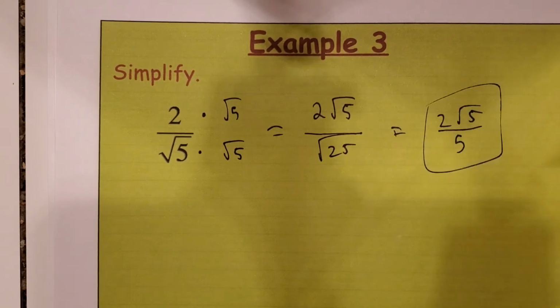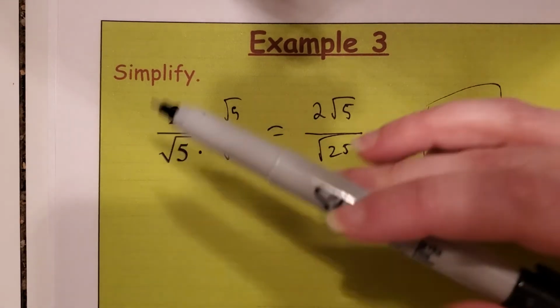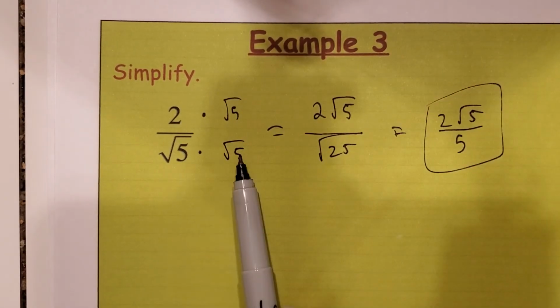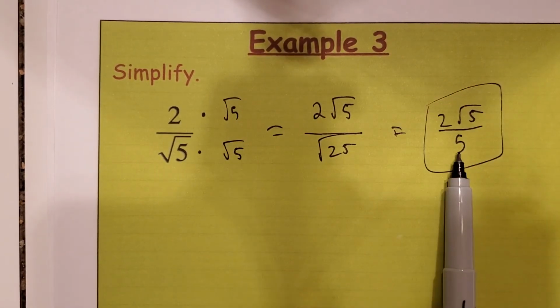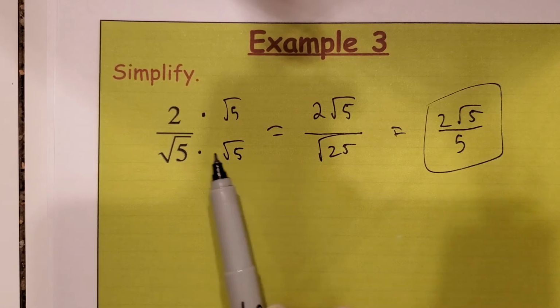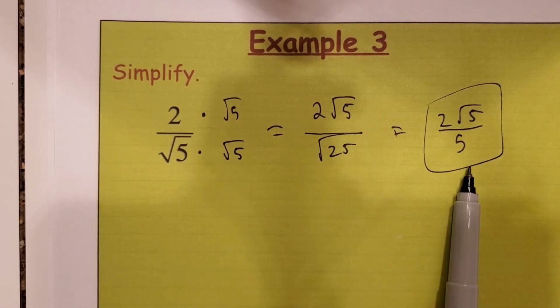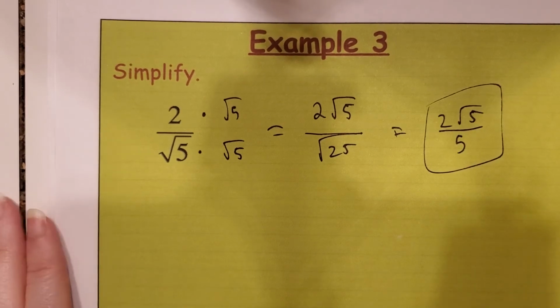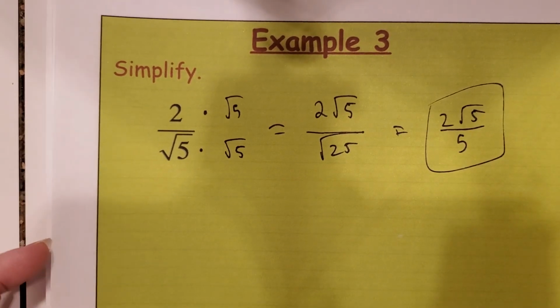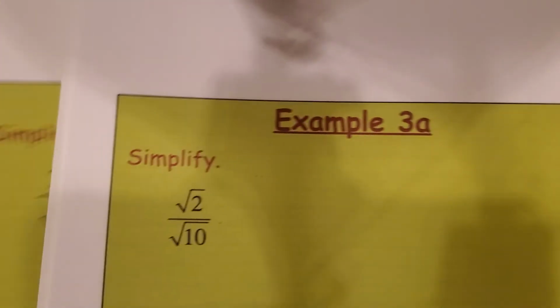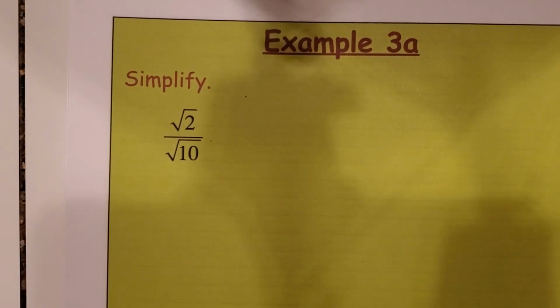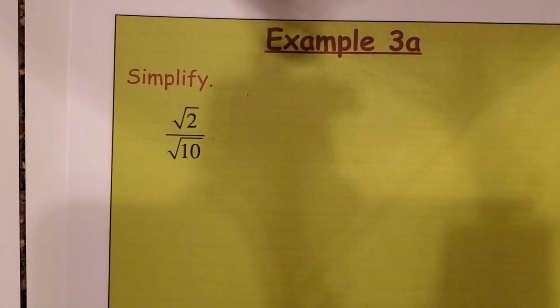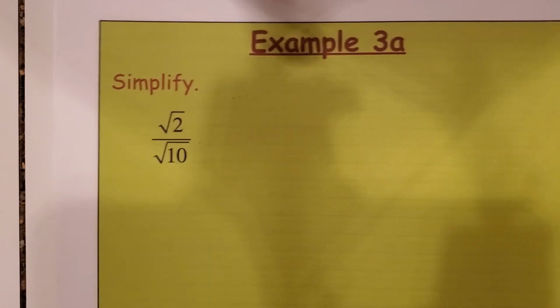If you are aware or have enough number sense to realize root 5 times root 5 is just going to get me 5, you can easily skip this part and go right to here. All right? But again, it's whatever makes the most sense to you. Okay? So, there are 2 different ways you could do this problem.